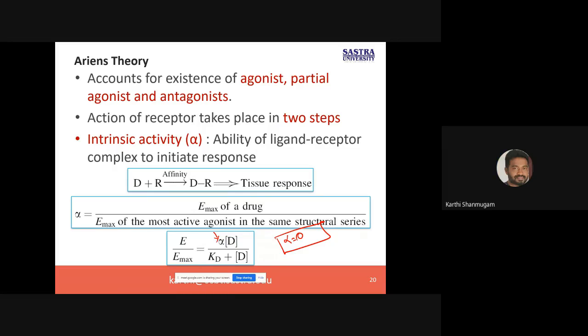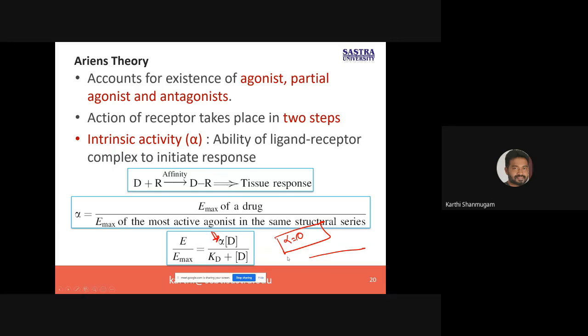But Clark theory failed to explain this. If you do the calculation for an antagonist using the Clark theory, it won't fit. Am I right? We also cannot explain the property of an antagonist with the help of Clark theory. But by introducing one simple term, alpha, intrinsic activity, Ariens is able to explain why certain molecules are not showing any activity, because their alpha value is 0. Does it make sense? Yes, sir.